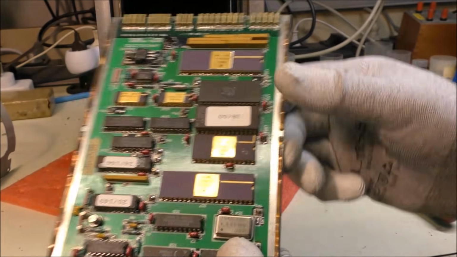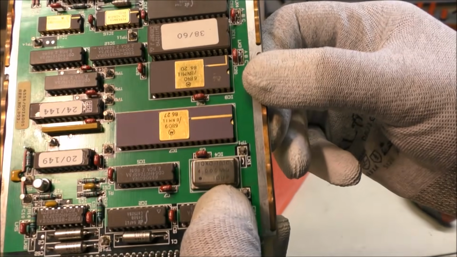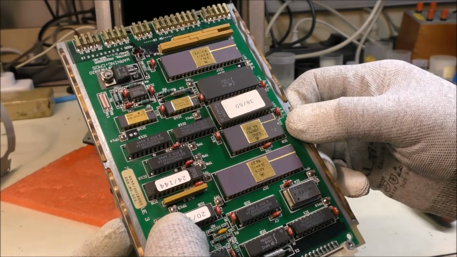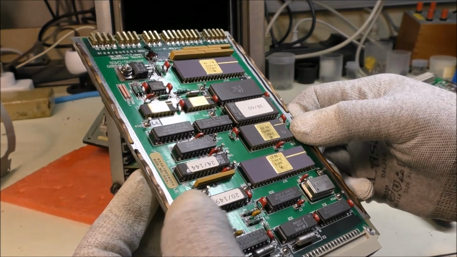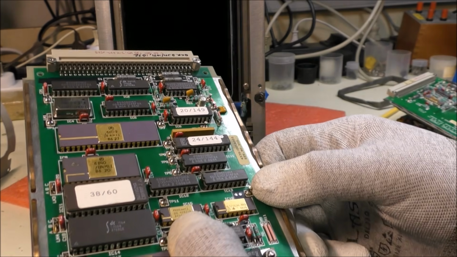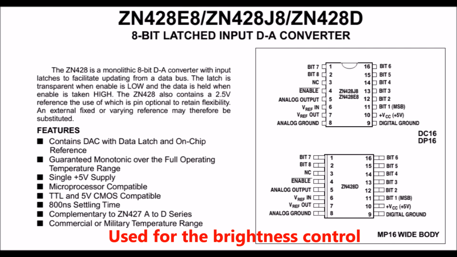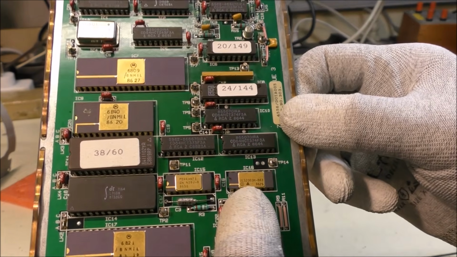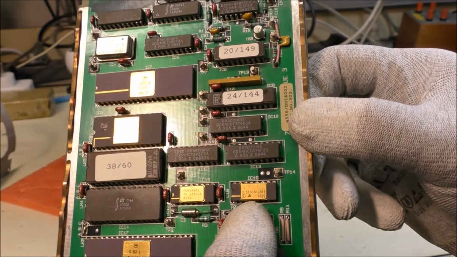There is here the crystal oscillator for the very high clock frequency of 4 MHz. And we have 2 PAL here. And here we have another ZN428. A ULS 2003, so this is an array of 7 transistors.